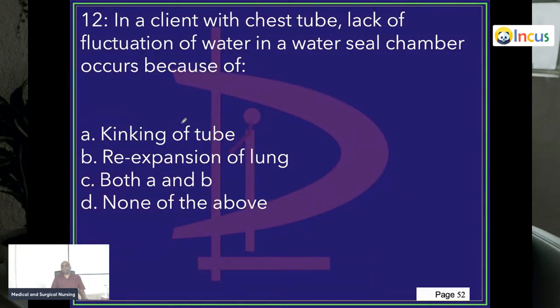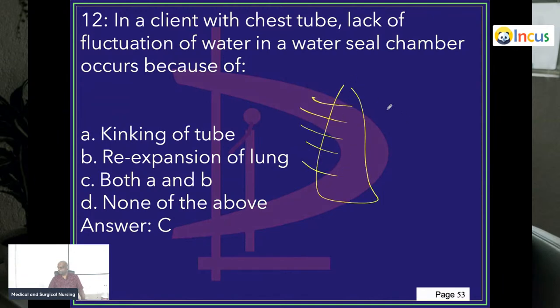In a client where you placed a chest tube, if in the water seal chamber there is no fluctuation of the water, what does it mean? See, this is the lung, sister. This is the rib cage and this side lung, this side lung.